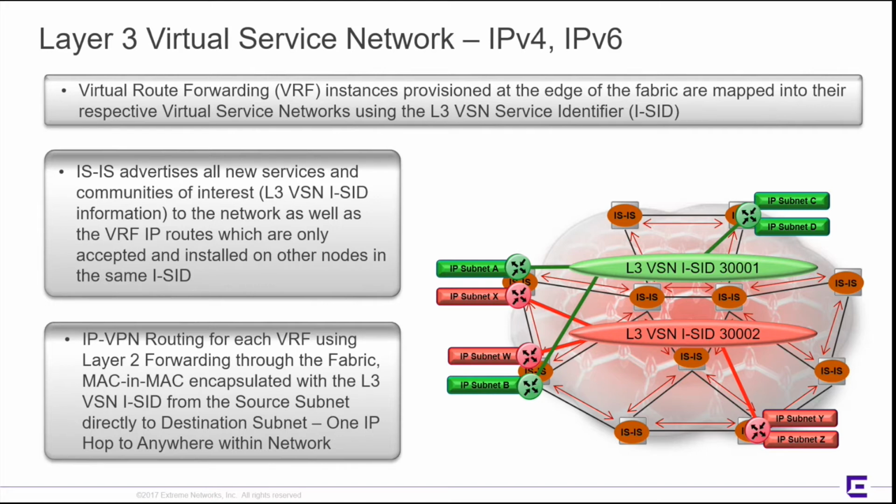And one thing that I like about this slide is that it kind of shows you how the layer 3 VSN, the virtual router, will exist throughout the network, and those tunnels do get built in an automatic way. So thanks, Jim.